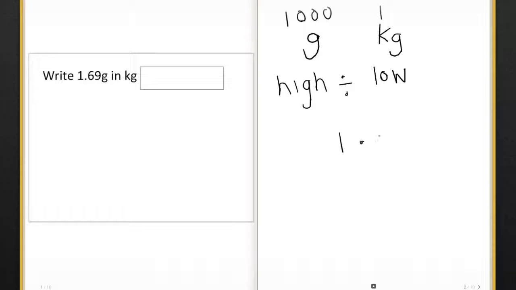So here's my 1.69. It's going to go to low. Left is lower, so I'm going to move the decimal point left for lower. If I'm moving it left, put some zeros on the left in case I need them. It started here. I'm dividing by 1000, left 3 places. 1, 2, 3. It's going to end up there. So my new number will be 0.00169. And don't forget the kilograms.